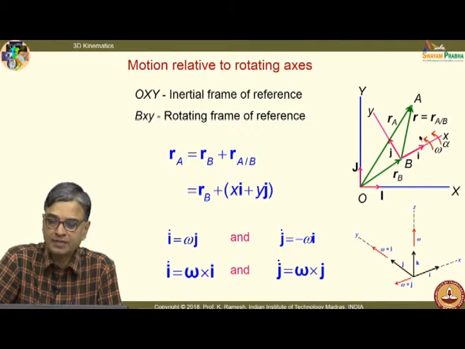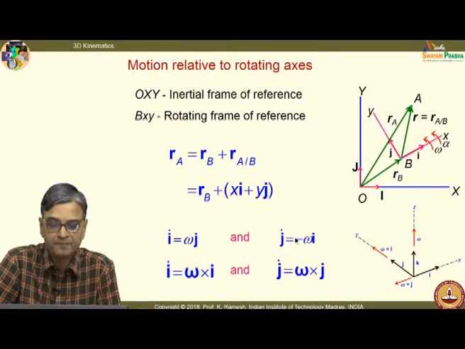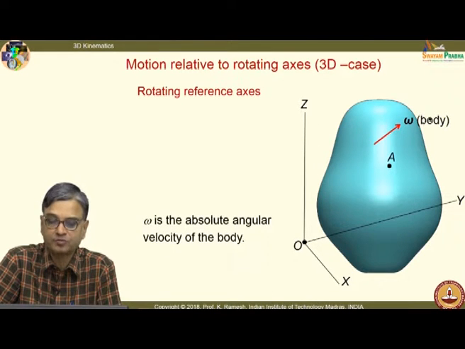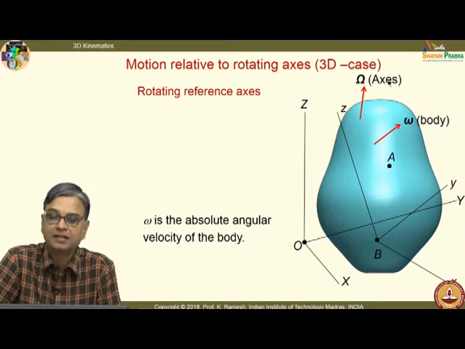And in 2-dimensional analysis we have put this as omega, and I have also written down these expressions in terms of omega. In 3 dimensions, people also give this as a capital omega. So, I have the body rotating with some angular velocity, and you have the axis rotating with an angular velocity capital omega.